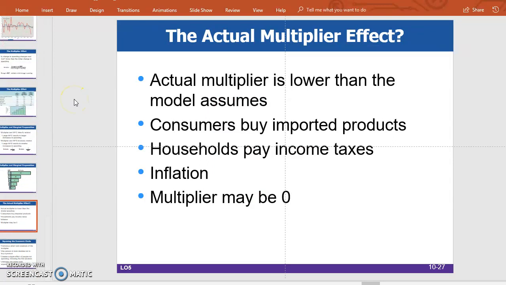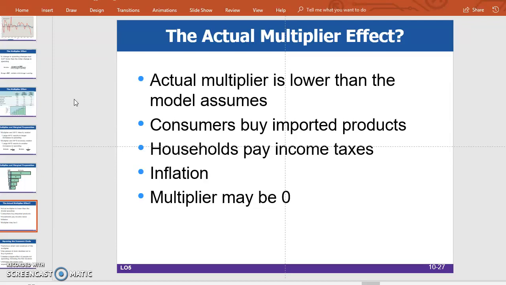Now, what is the actual multiplier effect? The actual multiplier is lower than the model assumes. In real life, there are some factors because of which the true multiplier is not as big as the model assumes. One reason is that consumers buy imported products. So part of that expenditure will end up in the hands of foreigners. It will not become income of the domestic producer, so it will not play a role in increasing GDP. It will increase the GDP of the foreign country.